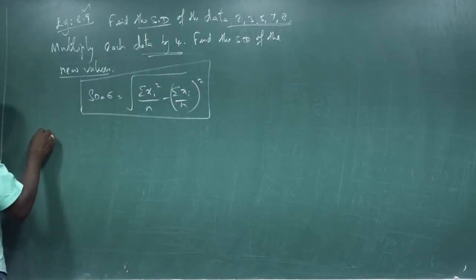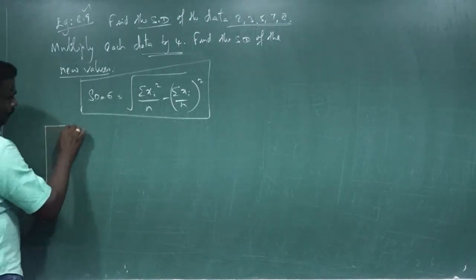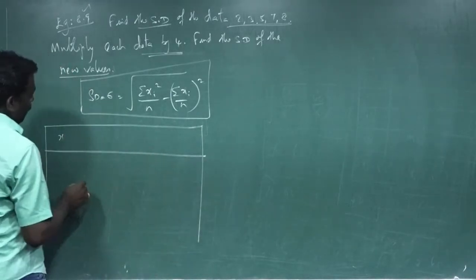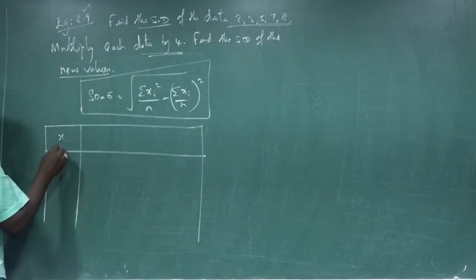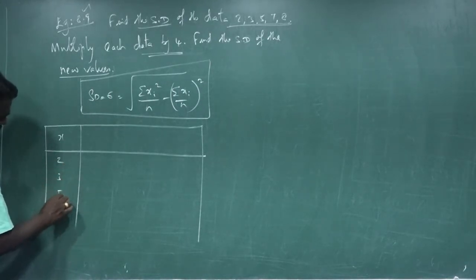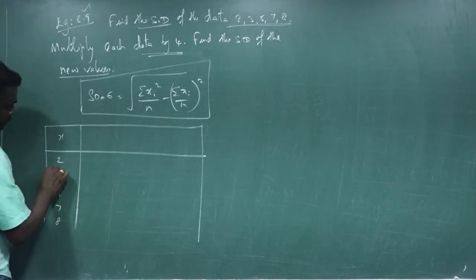Now first we have to form a table. X, the given data is 2, 3, 5, 7, 8.